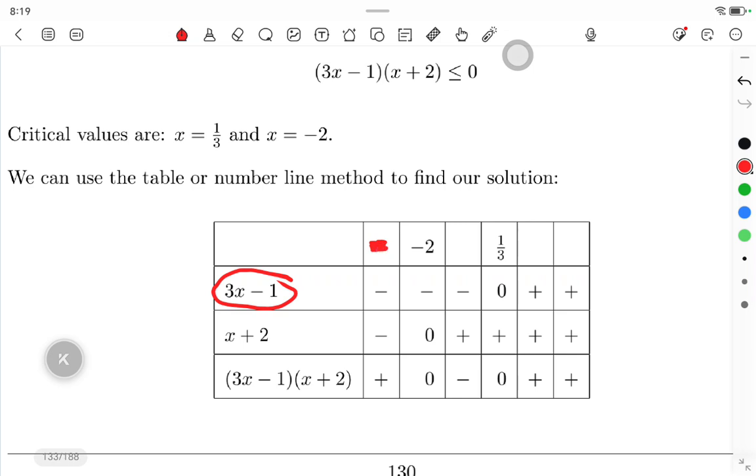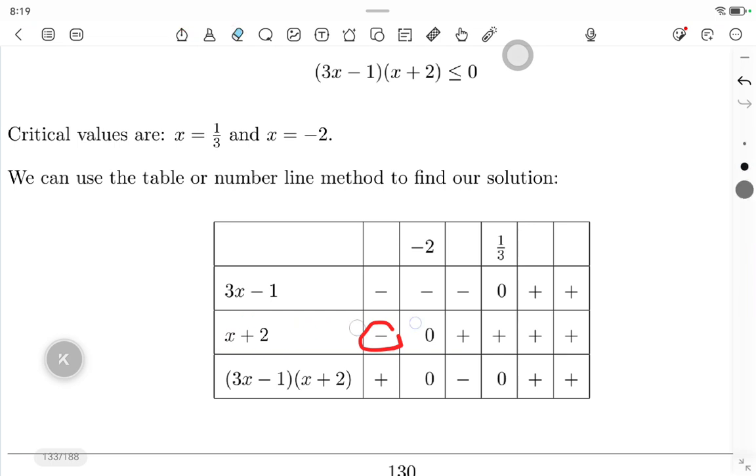When I substitute minus 3 here, I'm going to get minus 10. And I only focus on the sign. So this is negative, I put a negative there. On the second equation, I substitute negative 3 and I'm going to get a negative also, since negative 3 plus 2 is negative 1.